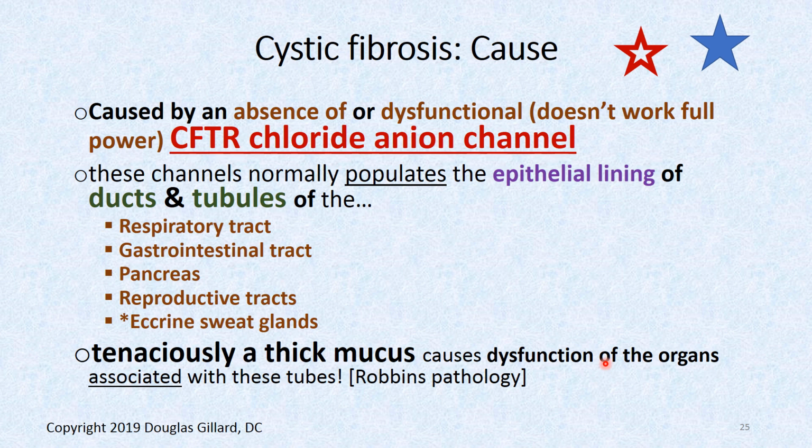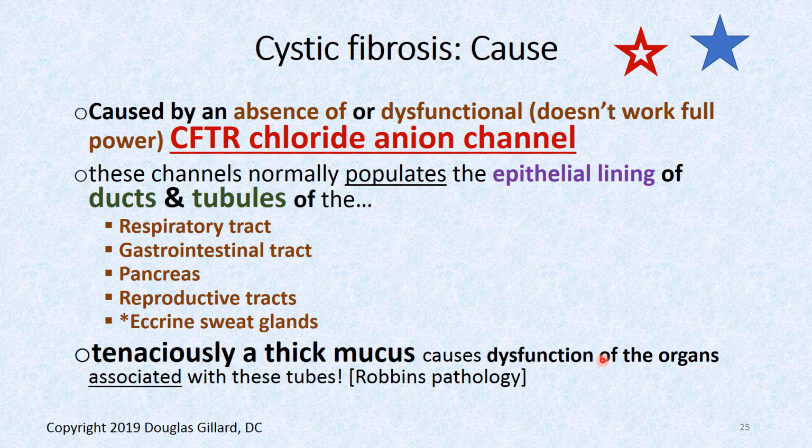What is the cause of cystic fibrosis? It is caused by a dysfunctional CFTR chloride anion channel. These CFTR channels live in the epithelial lining of ducts and tubules, like the bronchial tubules. In the tracheobronchial tree, you can find them. In the gastrointestinal tract, in the epithelium, scattered in there. We didn't talk about those, but they're there. In the pancreas, they're there. You can get plugged up. These all create a thick and super tenacious mucus.